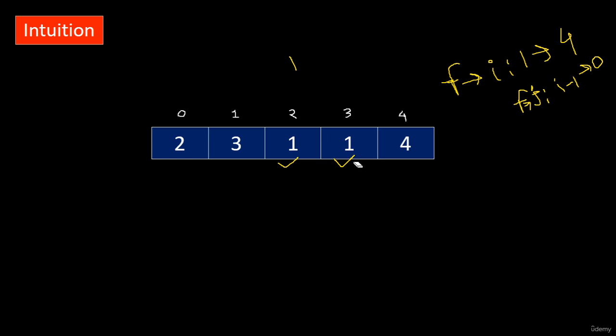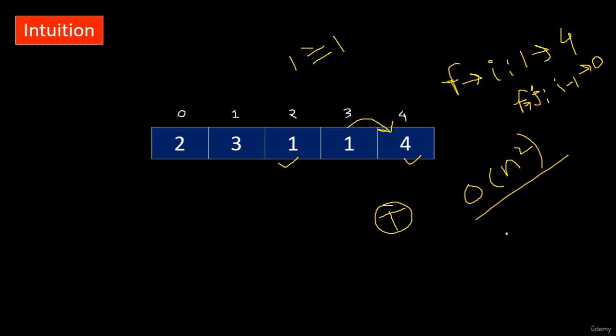So let's move forward. This is our current element. Can we visit this cell from the left? We see that the difference of these two indices is 1 and here we have 1. So 1 is equal to 1, so we can visit this cell from this cell. So we see that we reach the last index, so we'll return true. This solution will take Big O of n squared time complexity in the worst case, and it will take Big O of 1 space complexity.